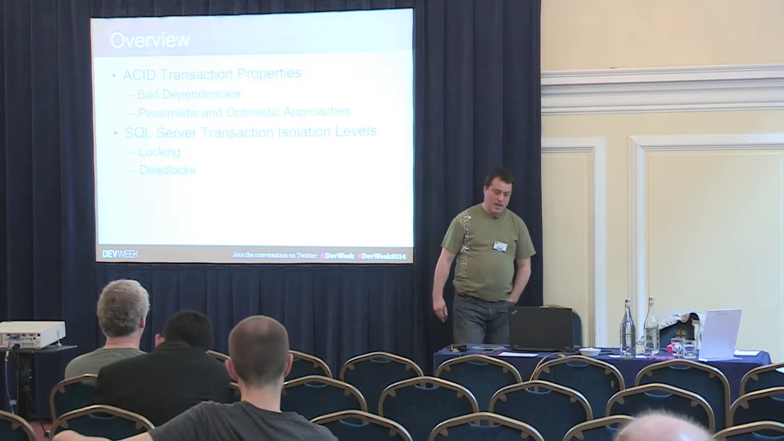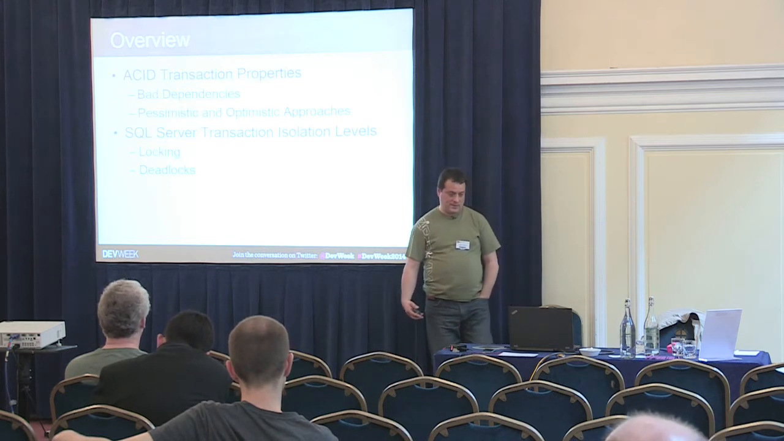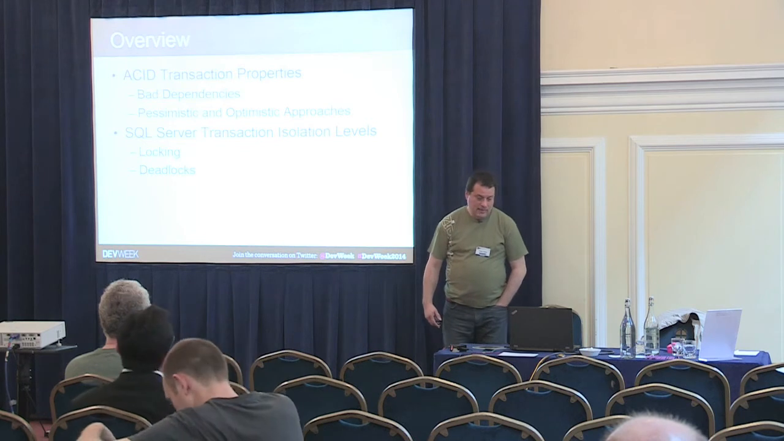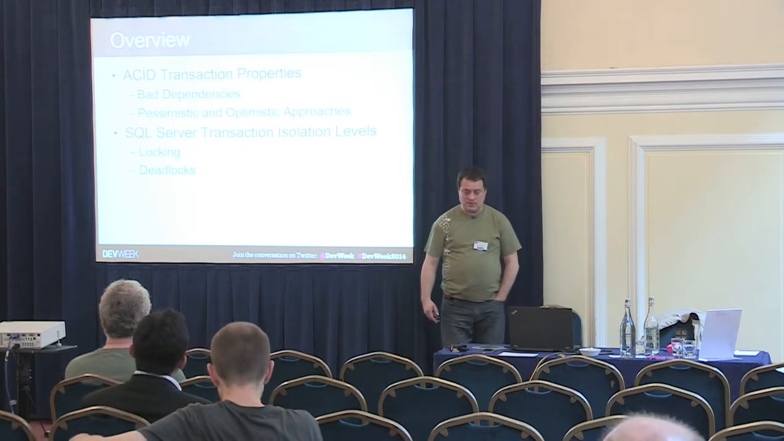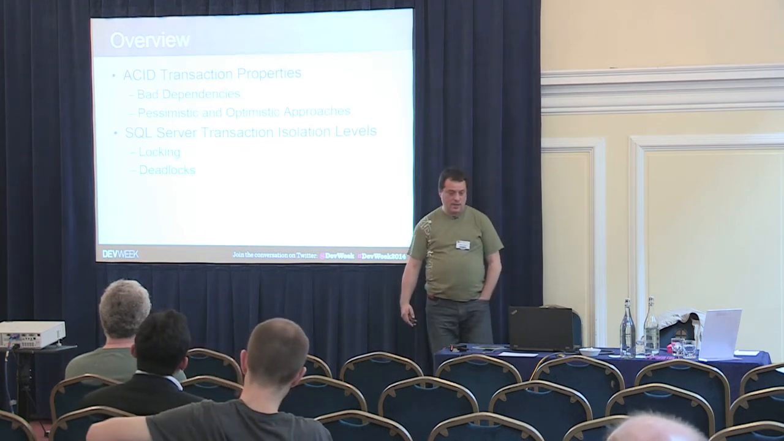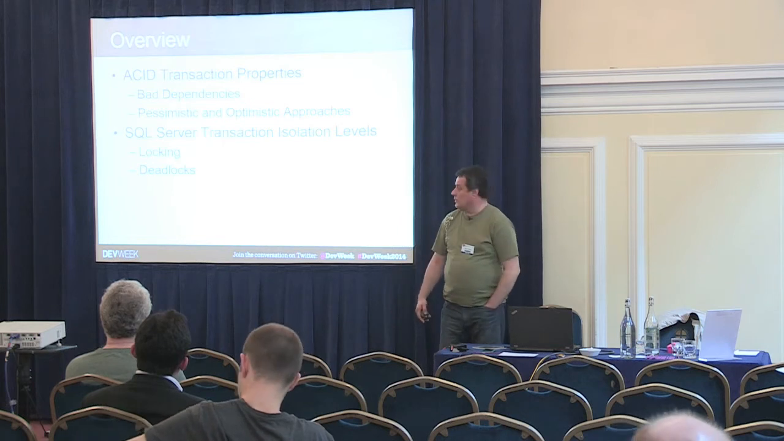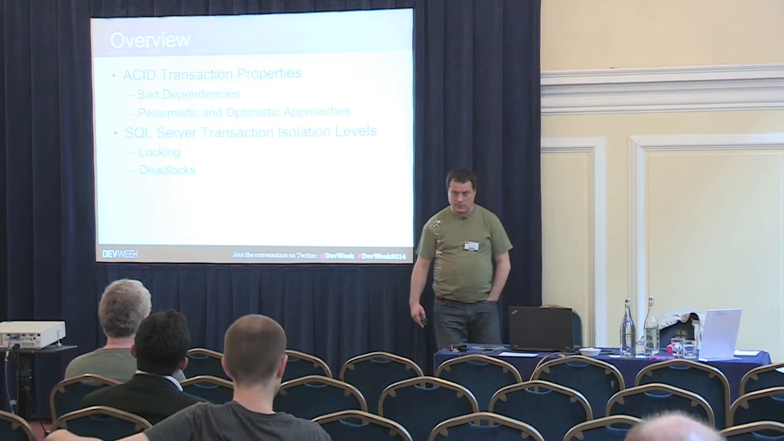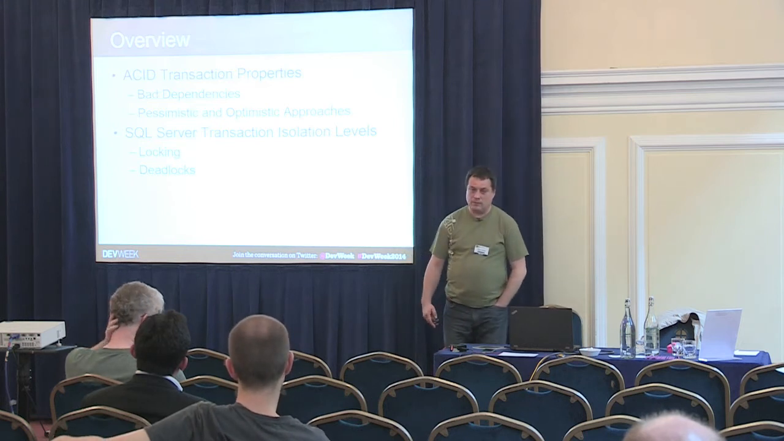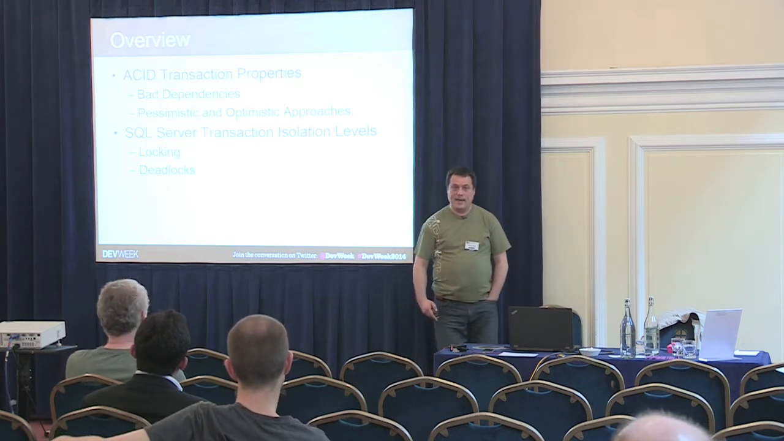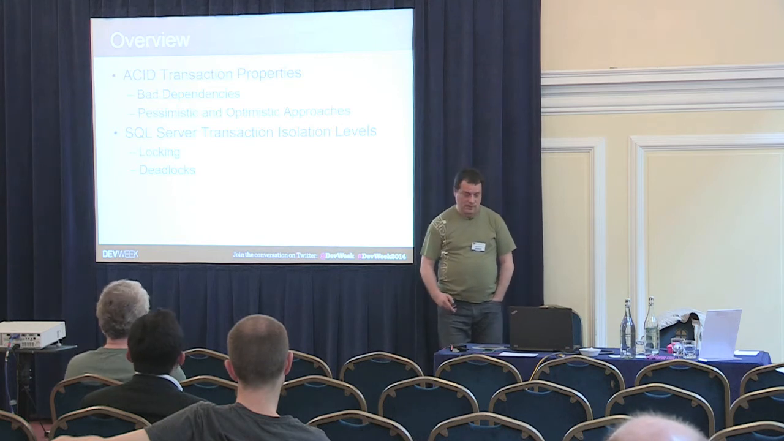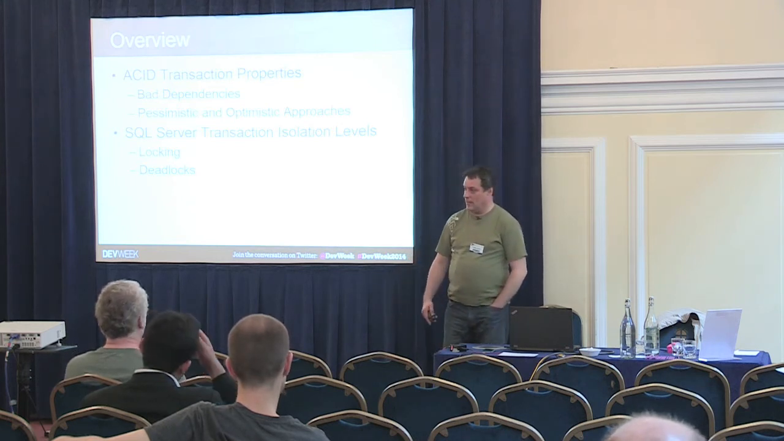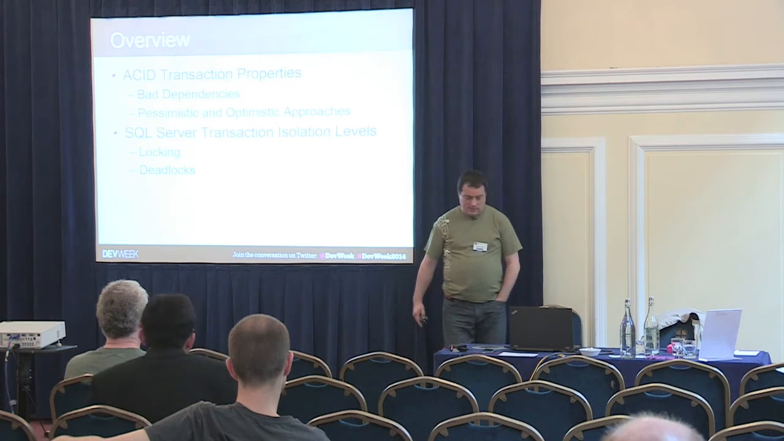properties mean and what kind of bad dependencies can happen and what pessimistic and optimistic approach mean, and then see and show in detail all transaction isolation levels supported by SQL Server. And then we'll also discuss locking, and I will show you what can happen with inappropriate level, too much locking, namely deadlocks.